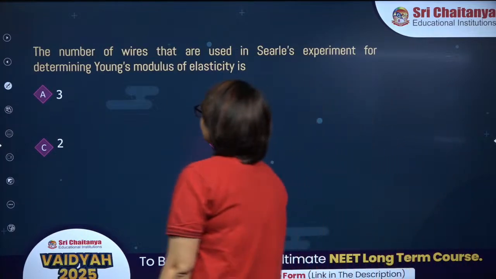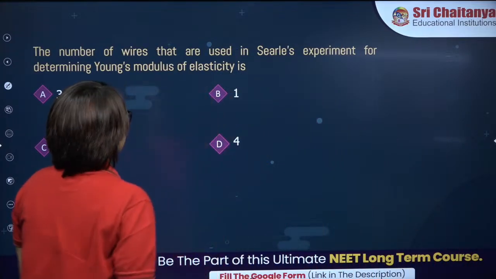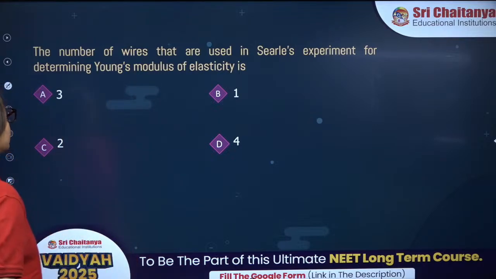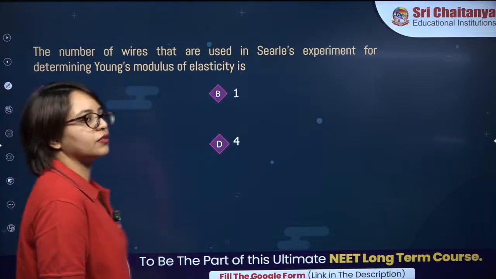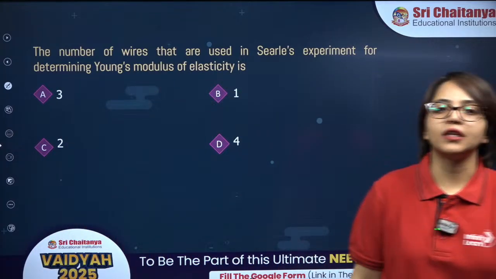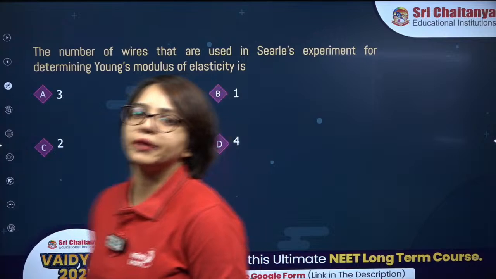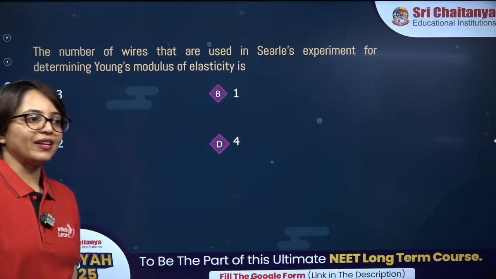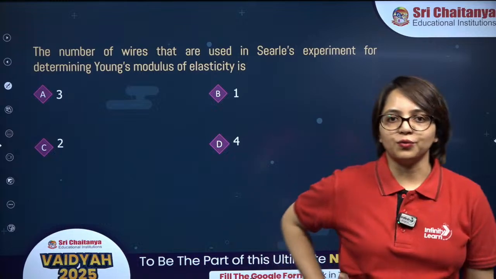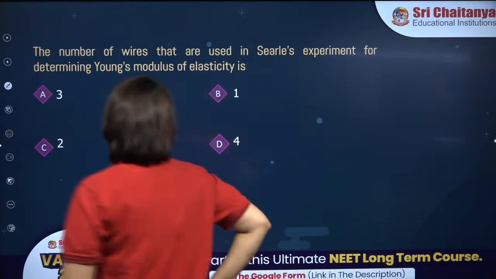Now, this is completely information based. The number of wires that are used in Searle's experiment for the determination of Young's modulus of elasticity is. How many wires do we use for the determination of Young's modulus in Searle's experiment? This is given in NCERT. Come on. How many wires do we use? 1, 2, 3, 4.